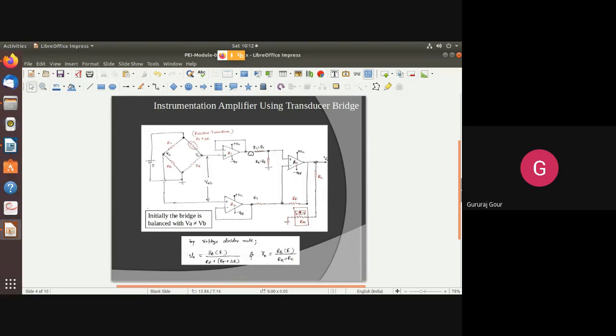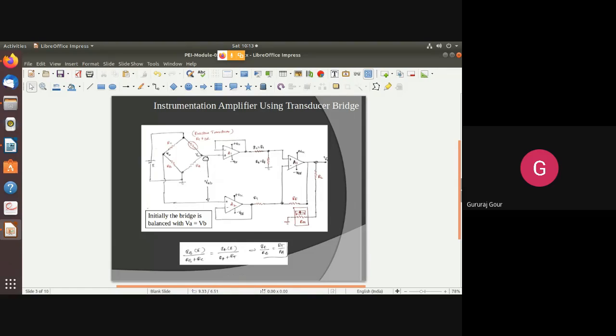Okay, let me continue. Let us assume that when the bridge is unbalanced, VA is not going to be equal to VB. Suppose you take RT plus delta R. Initially, what happened in the previous figure when the bridge was balanced? We kept RA, RB, and RC equivalent to RT. No delta R was there, meaning all are the same.